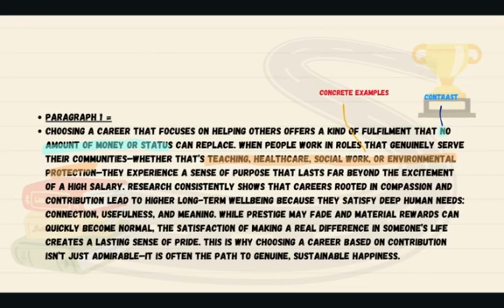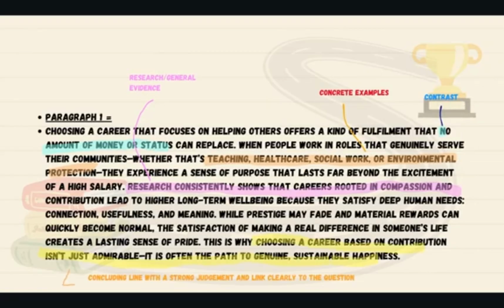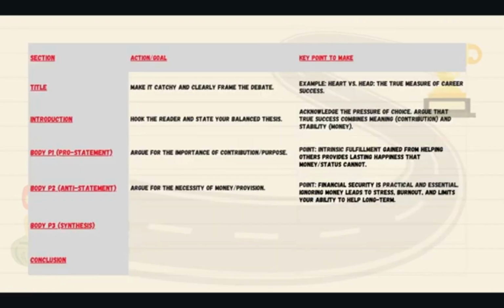The orange quote here are concrete examples of what I'm talking about in the paragraph. And the pink quote here shows we are using research and general evidence to back up our point. The yellow quote shows we are using a concluding line with a strong judgment and we're clearly linking back to the question here. Next paragraph is where we argue for the necessity of money and provision.